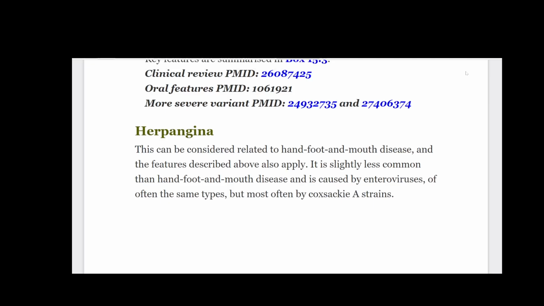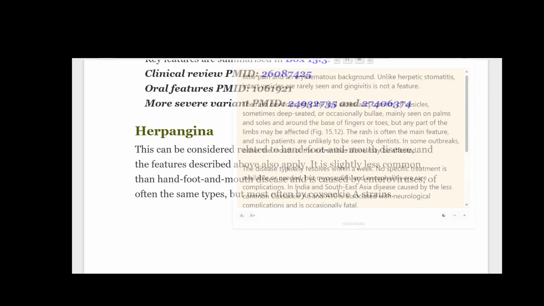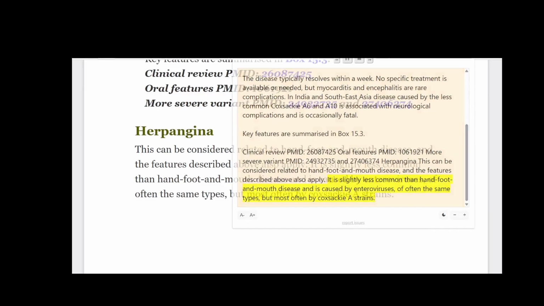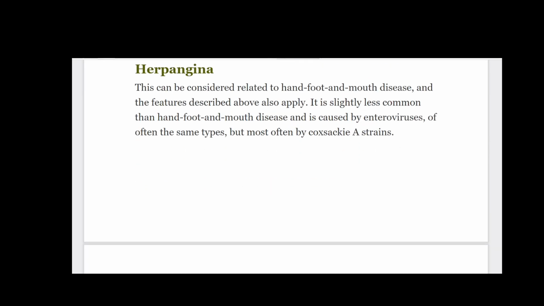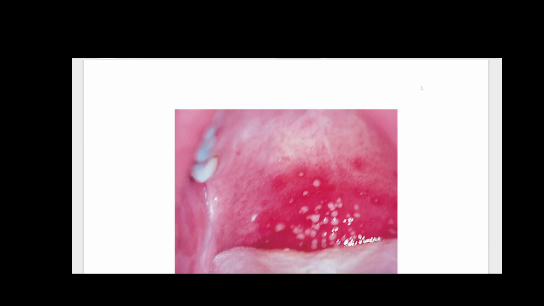27,406,374. Herpangina. This can be considered related to hand, foot and mouth. It is slightly less common than hand, foot and mouth disease and is caused by enteroviruses, often of the same types, but most often by Coxsackie strains. Fig. 15.13 Herpangina. Typical cluster of ulcers on an erythematous background on the soft palate. From Cohen J, Powderly W.G. 2004. Infectious diseases. 2nd ed.